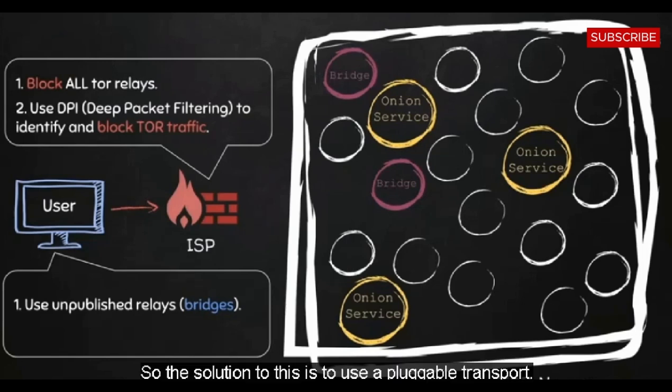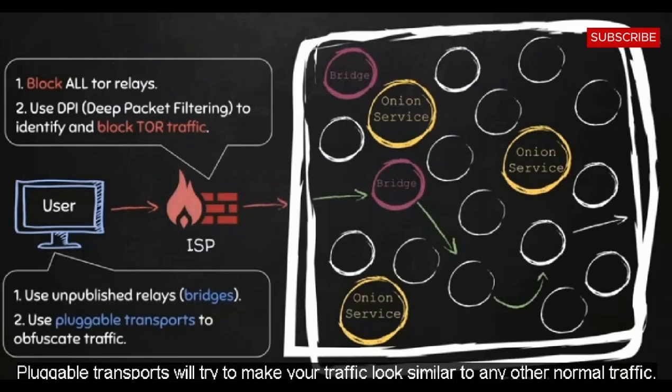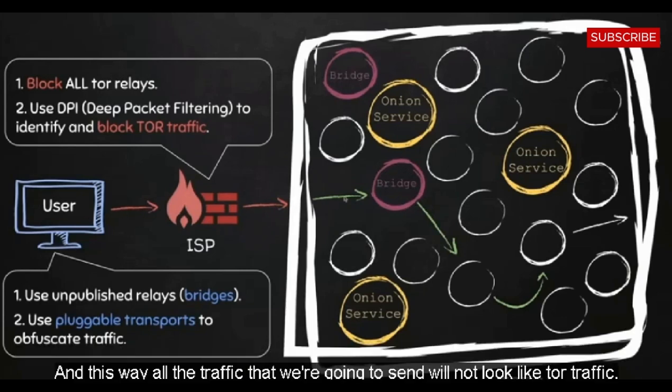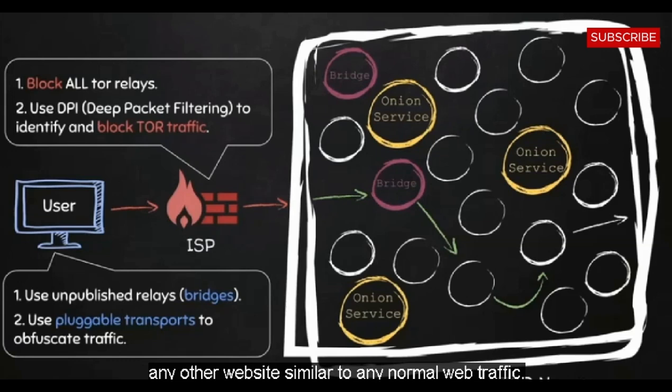So the solution to this is to use a pluggable transport. Pluggable transports will try to make your traffic look similar to any other normal traffic. So when you're trying to connect to a bridge, we're going to use a bridge that can use a pluggable transport. And this way, all the traffic that we're going to send will not look like Tor traffic. It'll look similar to traffic that's generated when you're trying to access Google or Facebook or any other website, similar to any normal web traffic.